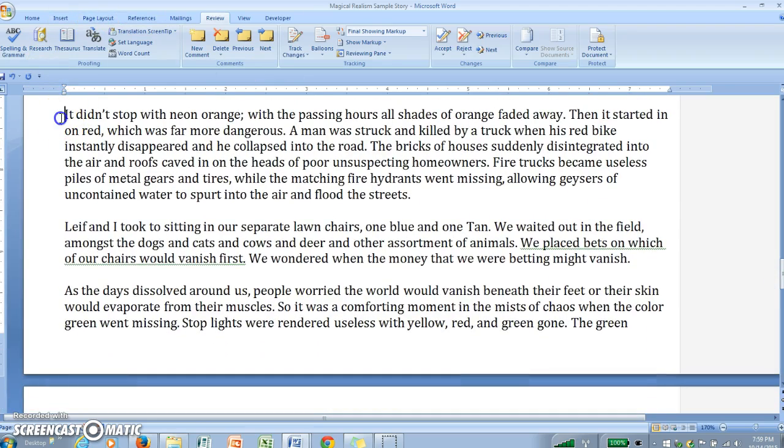"It didn't stop with the neon orange. With the passing hours, all shades of orange faded away. Then it started in on red, which was far more dangerous. A man was struck and killed by a truck when his red bike instantly disappeared and he collapsed into the road. The bricks of houses suddenly disintegrated into the air and roofs caved in on the heads of poor, unsuspecting homeowners. Fire trucks became useless piles of metal gears and tires, while the matching fire hydrants went missing, allowing geysers of uncontained water to spurt into the air and flood the streets."